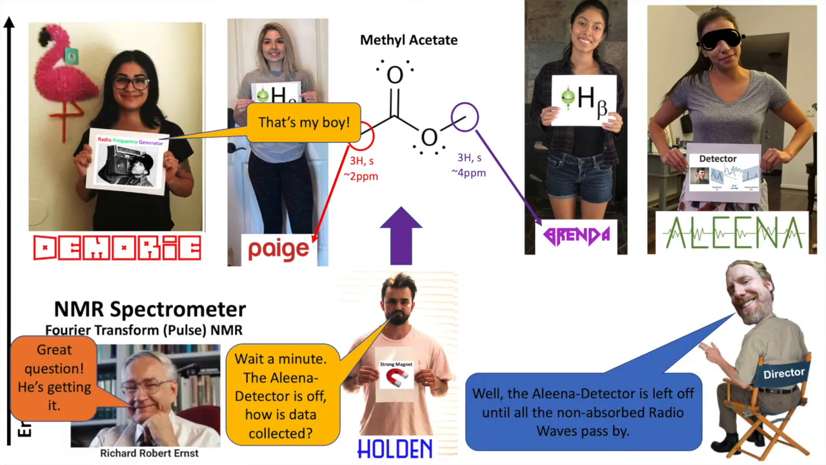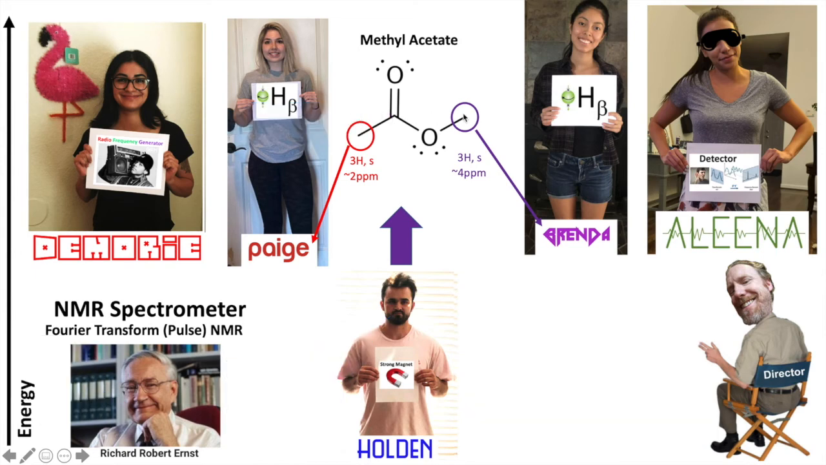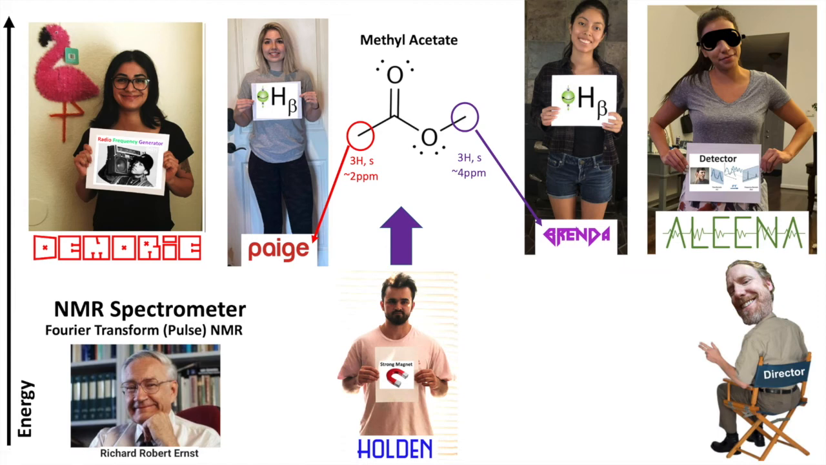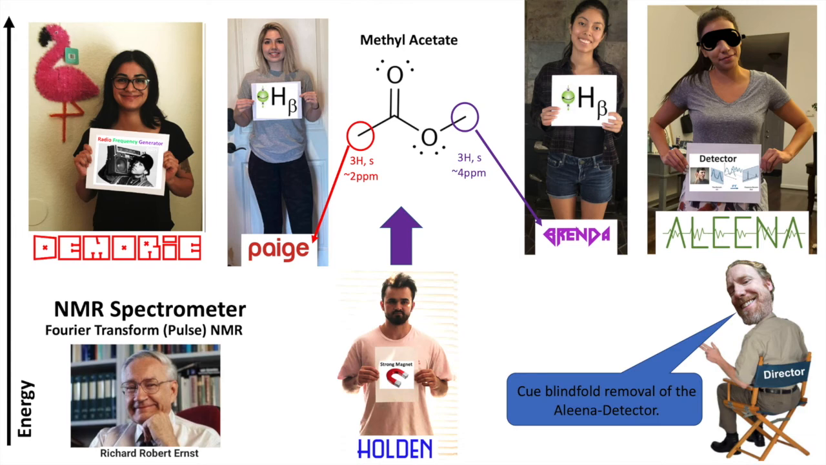Well, the Alina detector is off until all the non-absorbed radio waves pass by. So she's turned off, and the radio waves that are not absorbed pass right by. Oh, that's my boy. Should have gone away already. That's okay. Then after all the non-absorbed radio waves pass by the Alina detector, she's turned on. Cue blindfold removal of Alina detector. Boom. See that? It went kind of fast. Alina had her blindfold on. Now it's off. So now she can detect radio waves.